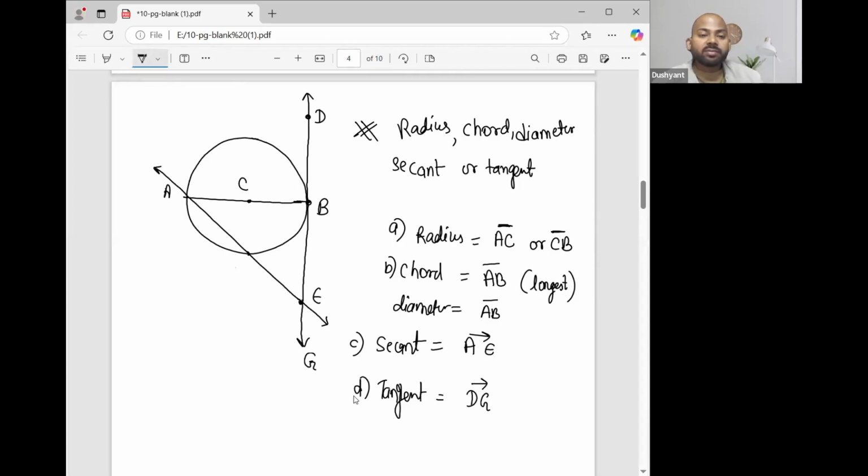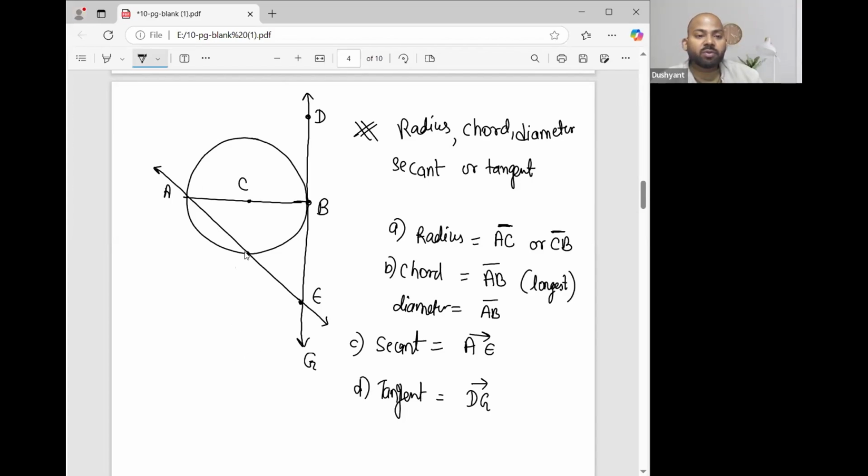So AE, we have a secant, and DG we can take as a tangent. If I write down D and E as a tangent, that will also be true. That's not the issue, right? And A and E, if I write down that's secant, that's also true. Great. Now one question is there.